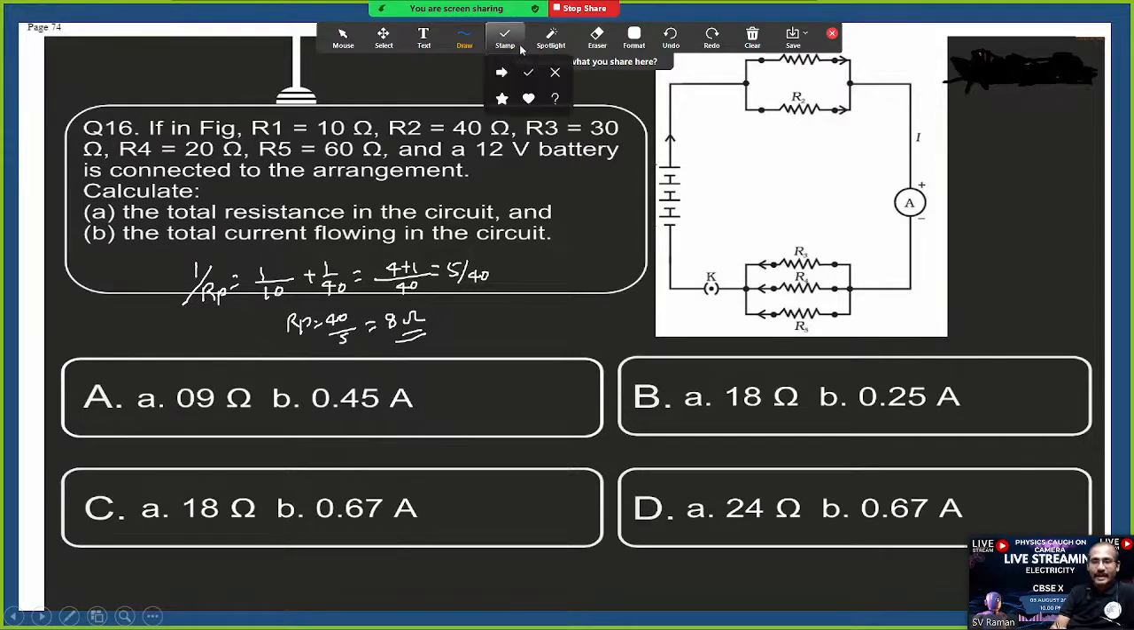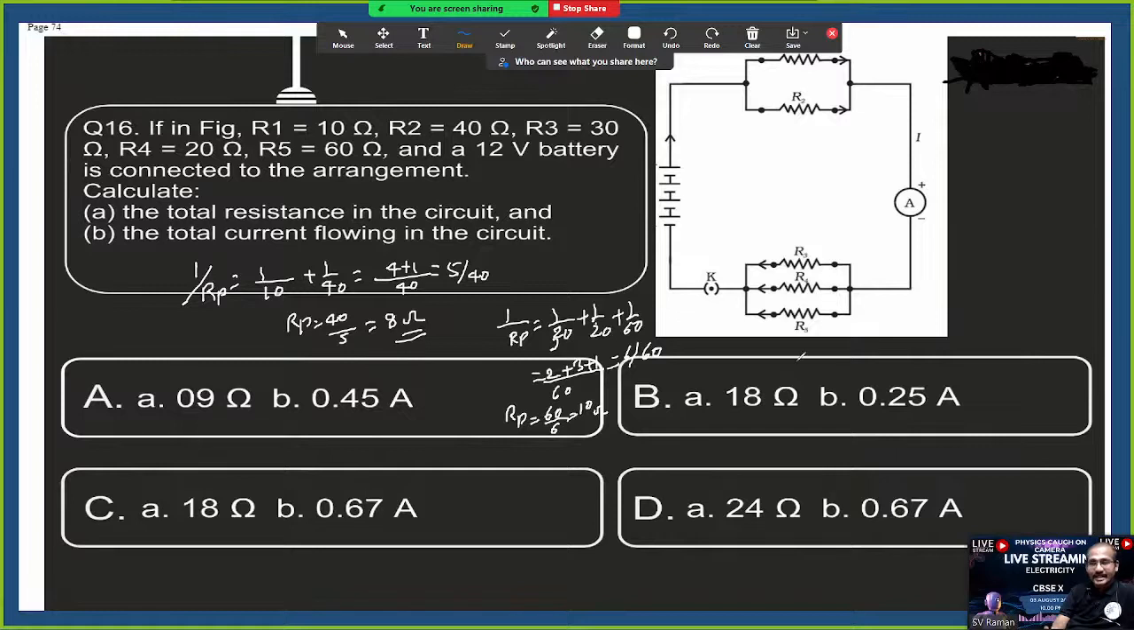The down ones are all in parallel. Again 1 by Rp is equal to 1 by 20 ohms plus 1 by 30 ohms plus 1 by 60 ohms. Now the total LCM will be 60, which is 2 plus 3 plus 1, which is 6 by 60. So Rp value will be 60 by 6, which is 10. 10 ohms is the total resultant resistance of the down part.